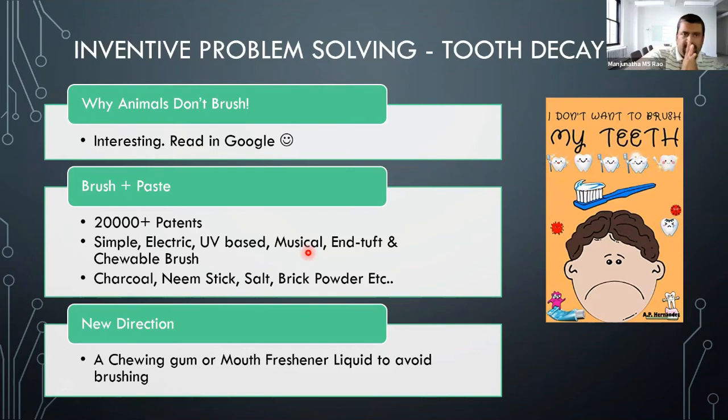Just think about it. What if somebody finds a new product, maybe a chewing gum or some liquid mouth freshener, and if you take that, you don't have to brush? What will happen to this multi-billion industry of toothbrush and toothpaste? They're all gone. And that is what inventive problem solving is. Somebody else is already, maybe, thinking about solving this problem from a different angle.